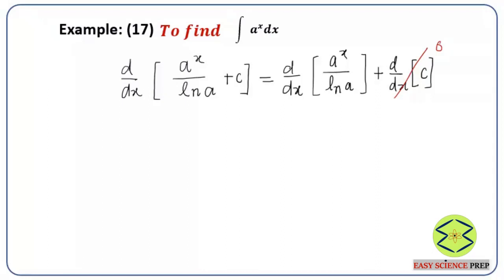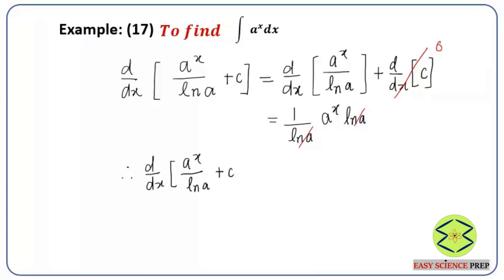Now here, to find the derivative of a raised to x divided by natural log a, this natural log of a is a constant, so I can take it outside. So it is 1 over natural log of a, and the derivative of a raised to x is nothing but a raised to x natural log of a. So this natural log of a in the numerator and denominator will be cancelled out. Therefore, the derivative of a raised to x divided by natural log of a plus a constant is nothing but a raised to x.